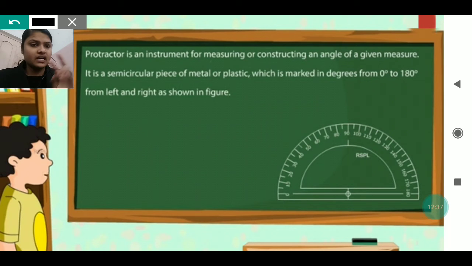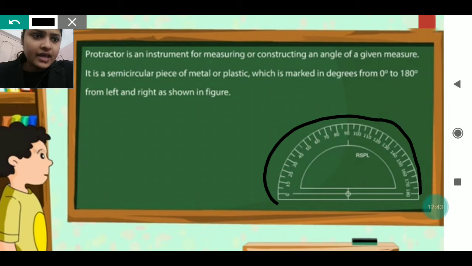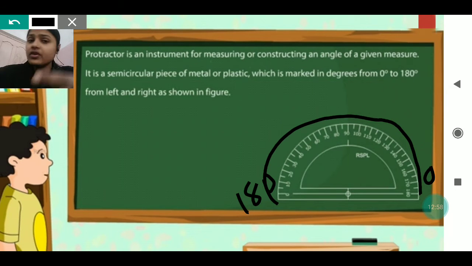There are two scales in a protractor. Here only one scale is shown, but one more scale is there like this. One is from 0 to 180 here, then another one is from 0 to 180 the other way. So from left to right as shown, we start doing the measurement from the left to the right one.